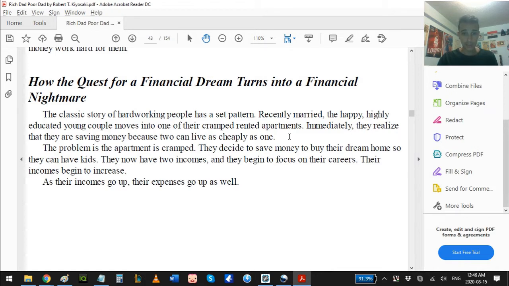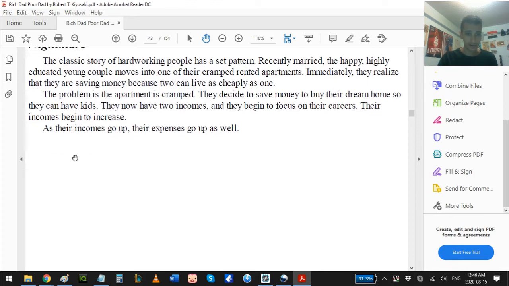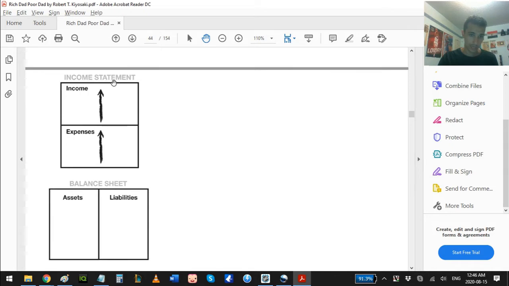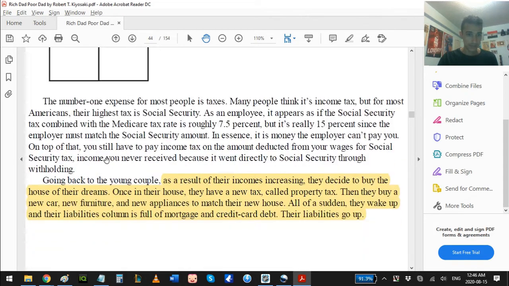Now they have two incomes and they begin focusing on their careers. Their incomes begin to increase. Again, pretty good so far. As their income goes up, their expenses go up as well. Okay, not so good. As a result of their incomes increasing, they decide to buy the house of their dreams.